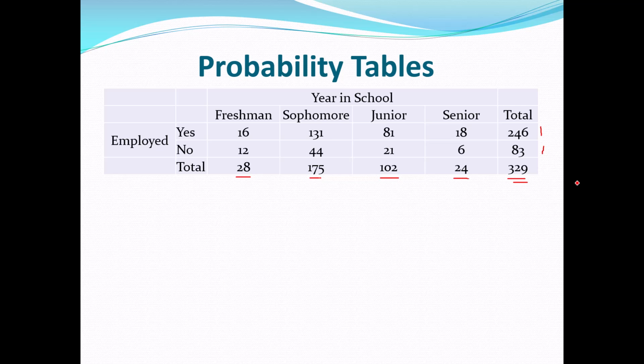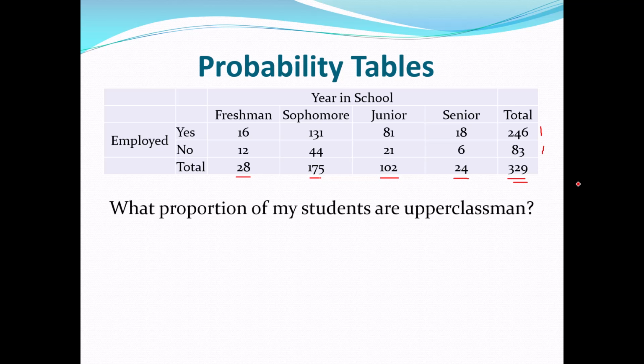Let me give you a for instance. What if I ask the question, what proportion of my students are upperclassmen? Whenever I'm asking questions, I have to try to use language that I'm sure everybody knows. An upperclassman is kind of an older terminology, and it's not used as much as it used to be. But an upperclassman is defined to be somebody who's a junior or a senior. I'll call freshmen and sophomores lowerclassmen. So what proportion of my students are upperclassmen?